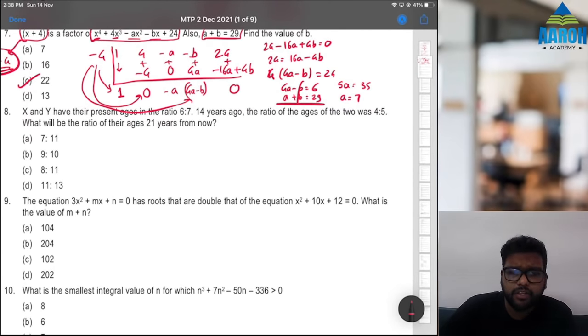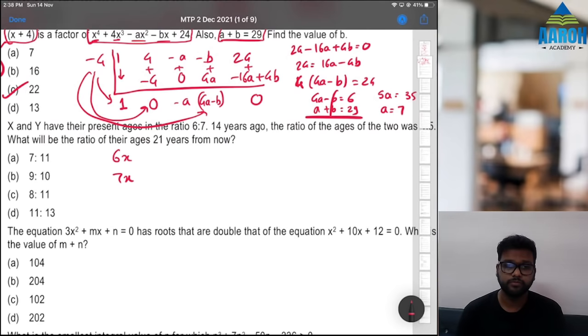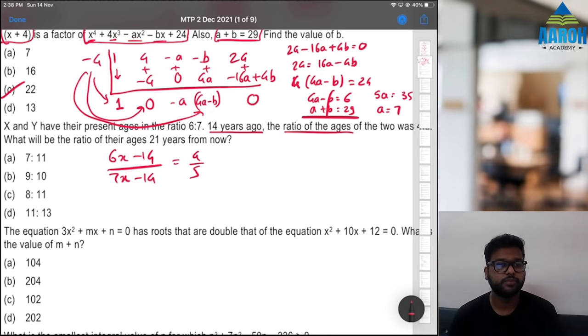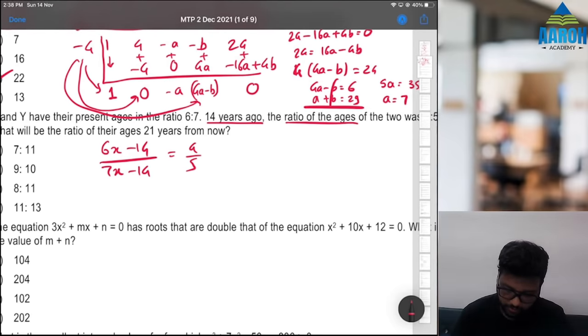X and Y have their present ages in the ratio 6:7. That means let's assume their ages are 6x and 7x. 14 years ago, that is minus 14, their ratio was 4:5. That means this was 4:5. What will be the ratio of their ages 21 years from now? Okay, let's solve that for x. So 5, let's multiply here.